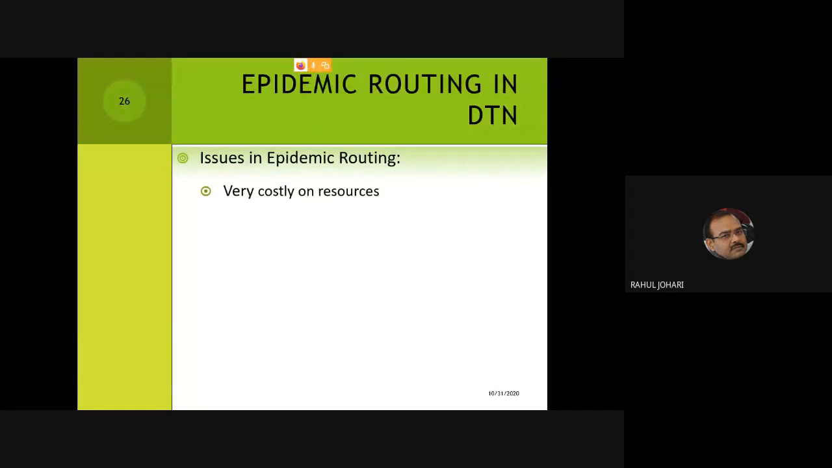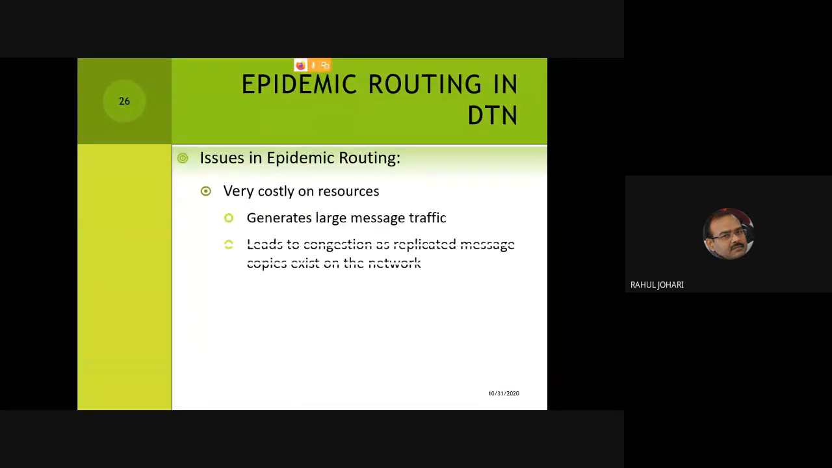Because in a wireless network, how do we carry out a computation that consumes a very small amount of the node's energy? The battery life of the node should be kept as optimized as possible. Otherwise, if you drain the node's battery, then nobody would like to do such kind of routing. No node will like to adopt such a routing scheme for the transmission of messages. Generating a large amount of traffic leads to congestion as replicated message copies exist on the network. So duplicate copies of the messages exist on the network, resulting in congestion.